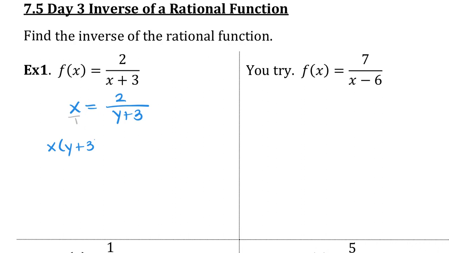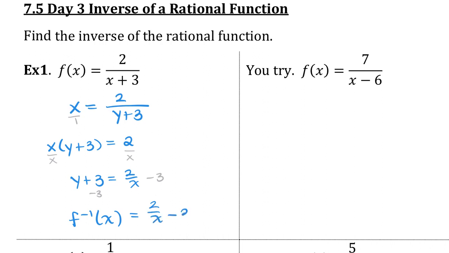If I do 2 times 1, I get 2. The reason I think it's faster to not distribute is because I'm going to just divide by the x now. And I get y plus 3 equals 2 over x. And I almost have the y by itself. I could just minus the 3 over to here. Then I'm going to rename it as the inverse of f. So f inverse of x equals 2 over x minus 3.